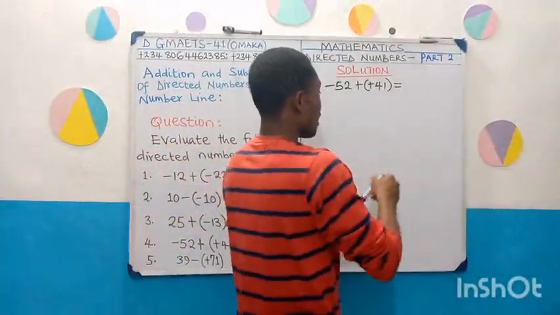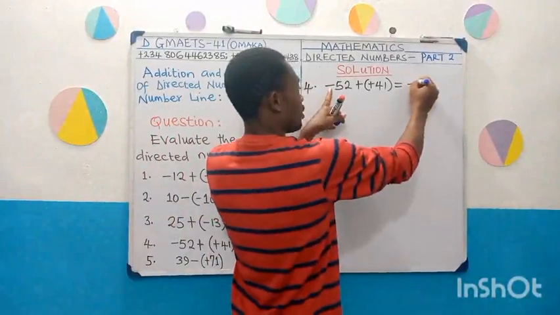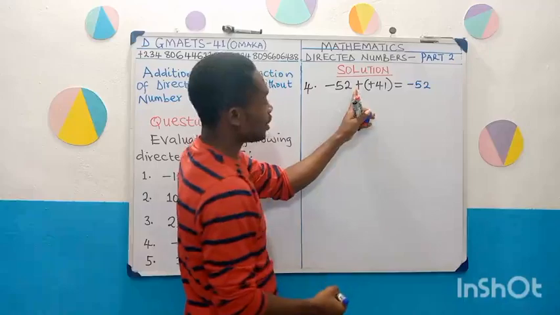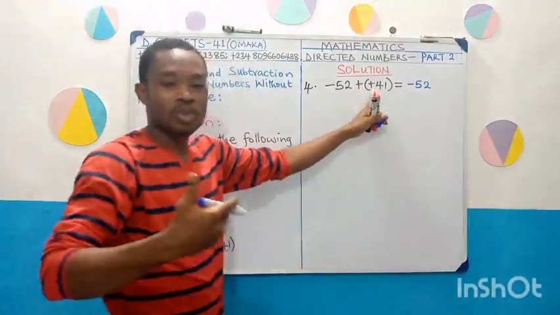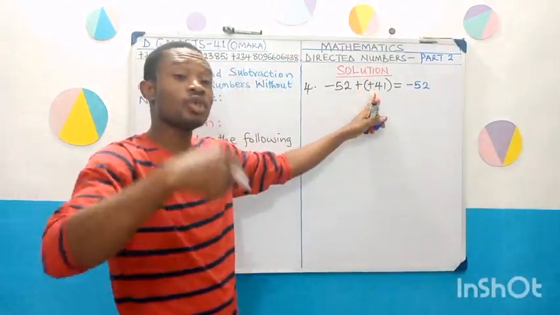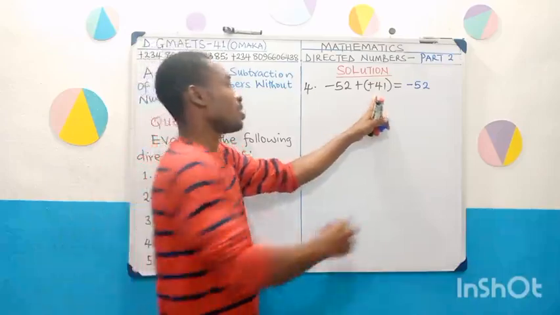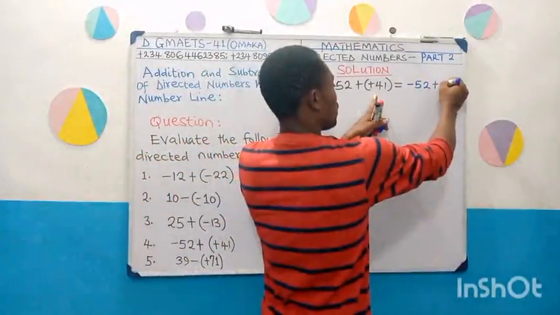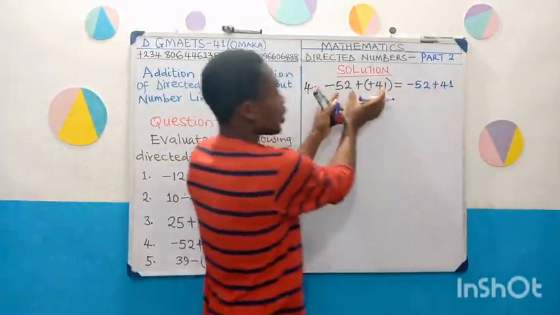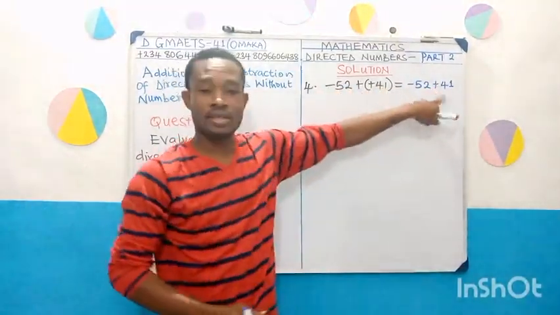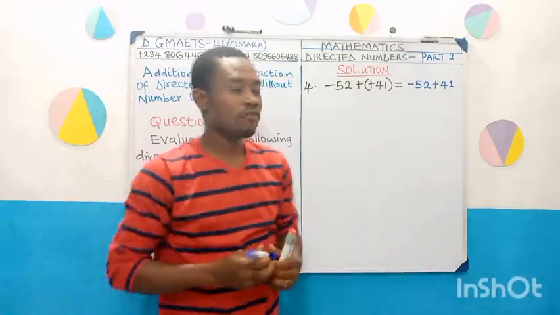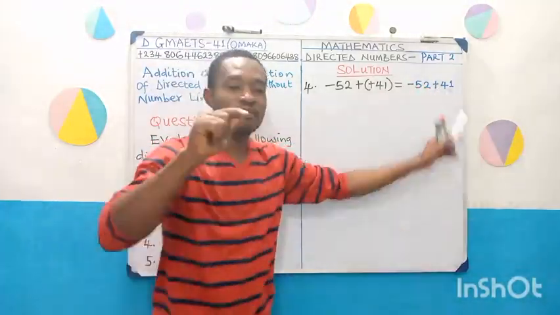So let me rewrite it. This is the same as minus 52. Then you see plus plus. Plus times plus, they are the same signs. Plus plus will give you plus. We have learned this from our previous class. So this will be plus 41. So this question given to us is the same as this. We now have minus 52 plus 41.